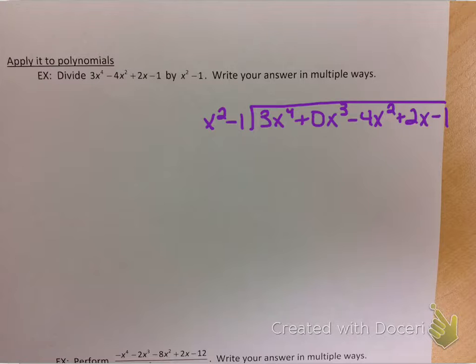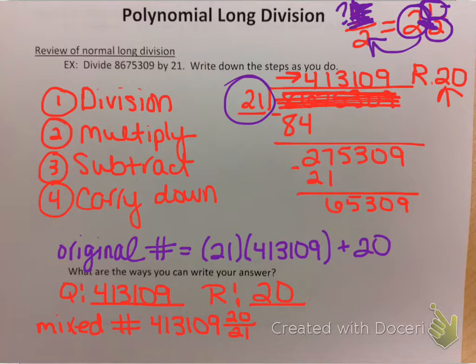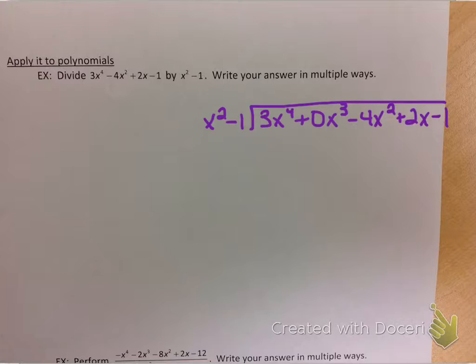Okay, and I'm going to start with the division step just like before. The only place where this differs is when we did the division step with this problem, we used the entire 21. We took all of 21 and we divided it into 86. We didn't just take the 2 and divide it into something. That's the one thing that's going to be different about polynomials. When we do division of polynomials, we take just the leading term and divide it into the first term here. That's it. Those are the only things that determine the division step. Okay, so I'm going to divide x squared into 3x to the 4th.